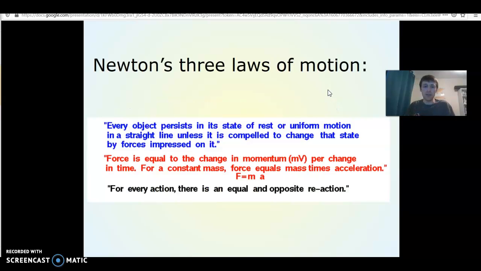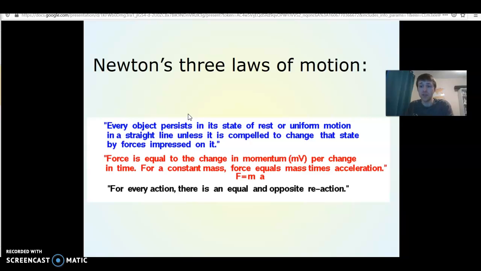Now let's talk about Newton's 3 laws of motion. This is not something we've covered yet, but is probably the central idea behind launching anything, really, into space, right? And by this space, I mean any space, not necessarily space that's in space, if that made any sense at all. So, every object persists in its state of rest or uniform motion in a straight line unless it's compelled to change that state by forces impressed on it.